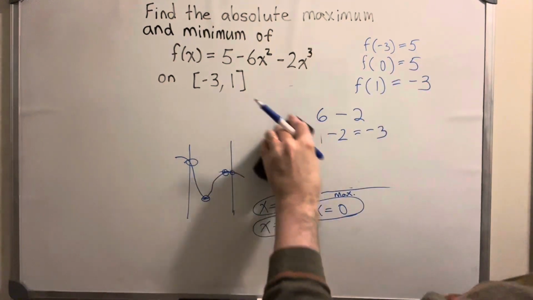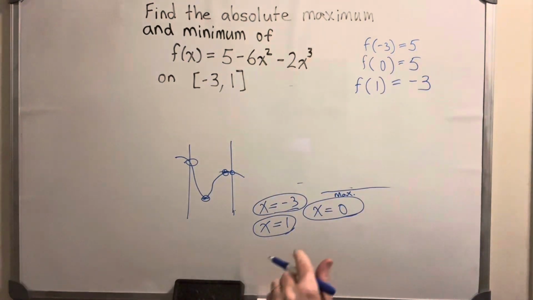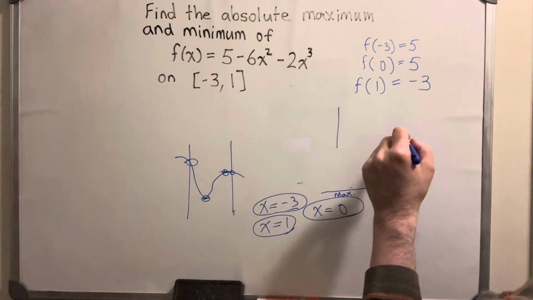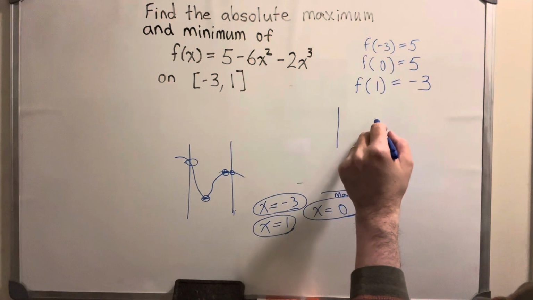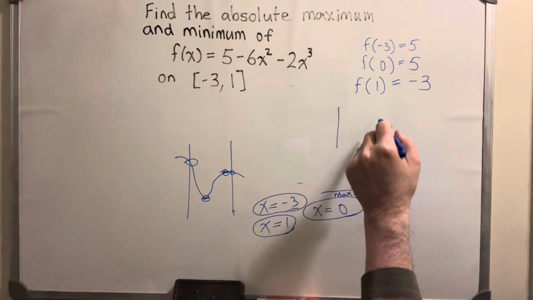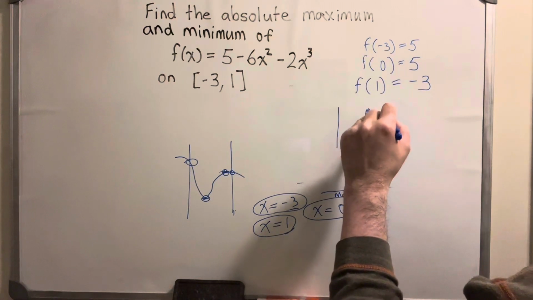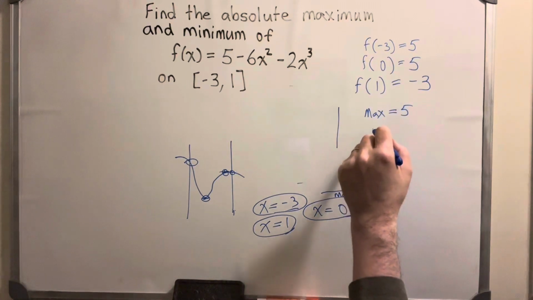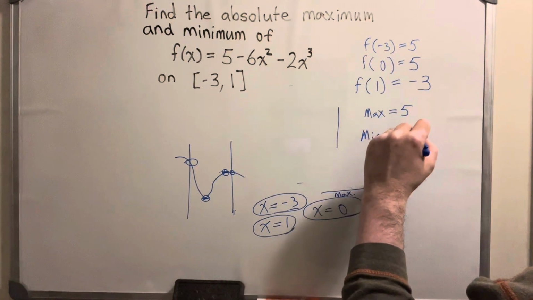So which one is the maximum? Well, there can be more than one maximum. We could say that the absolute maximum is 5, and the absolute minimum is negative 3.